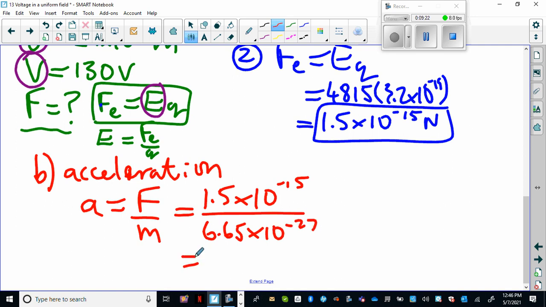And that is going to give you, where's my calculator? It's going to give you 1.5 E negative 15 divided by 6.65 E negative 27. And once again, you're going to get some huge numbers for the acceleration of particles in electric fields. It turns out to be 2.26 times 10 to the exponent 11 meters per second squared. So that might be an additional question that you would be asked on a question of this nature.